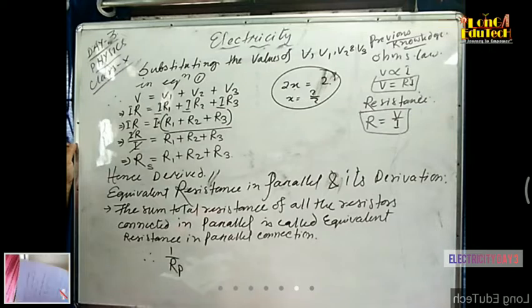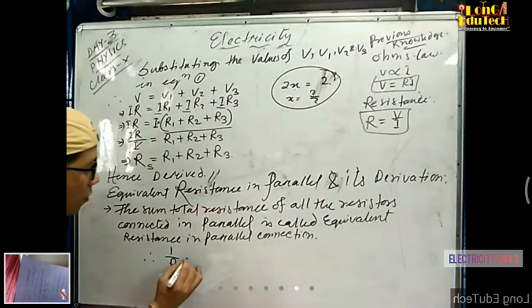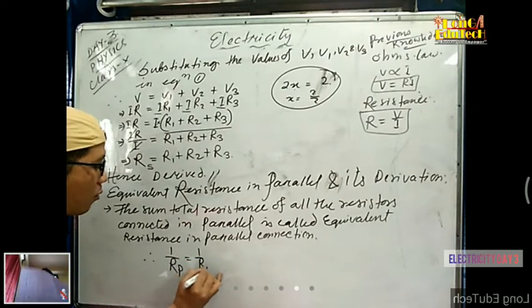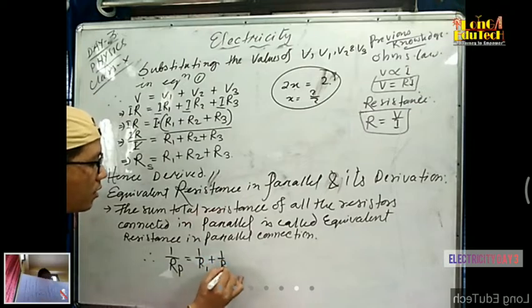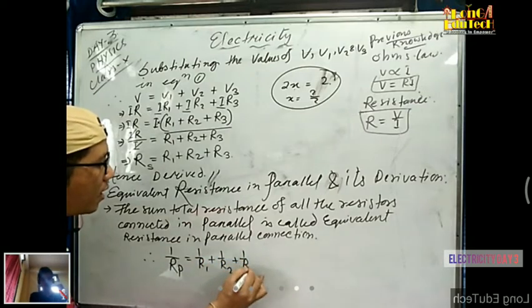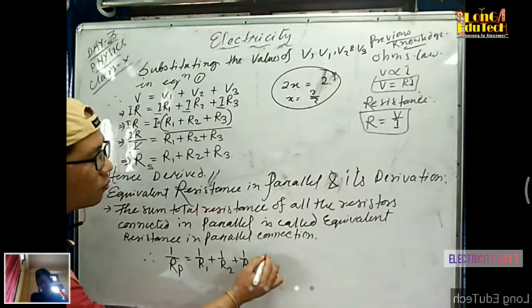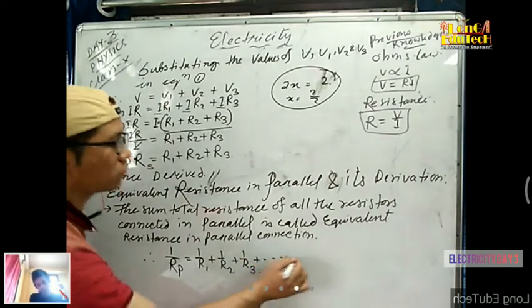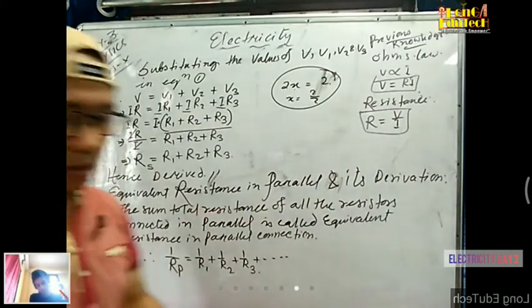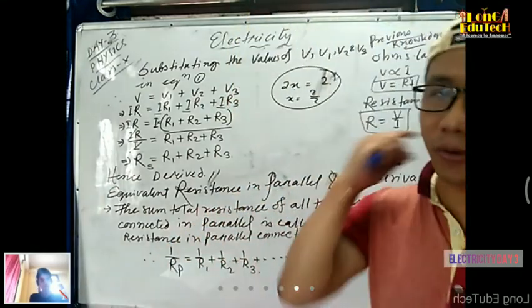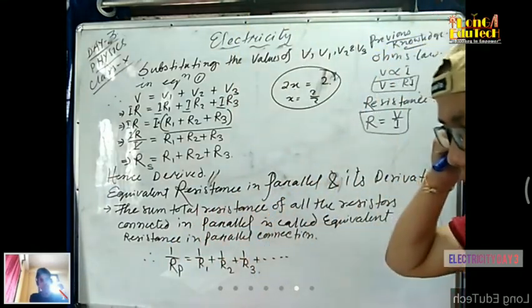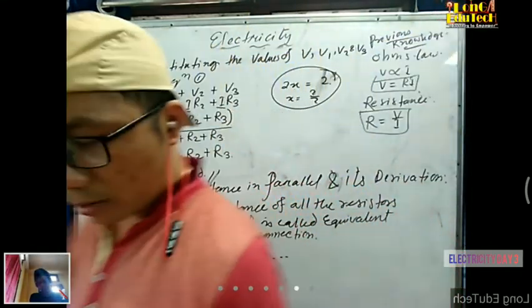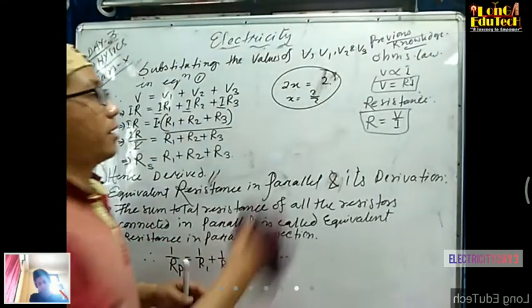Before parallel? No, before parallel. 1 by RP is equal to 1 by R1 plus 1 by R2 plus 1 by R3 plus 1 by R4. If there are more resistors, then according to the number of resistances, their values will come. So this point. Okay, so these are the derivations. Now the derivation is going to come. I'll wrap all these things.